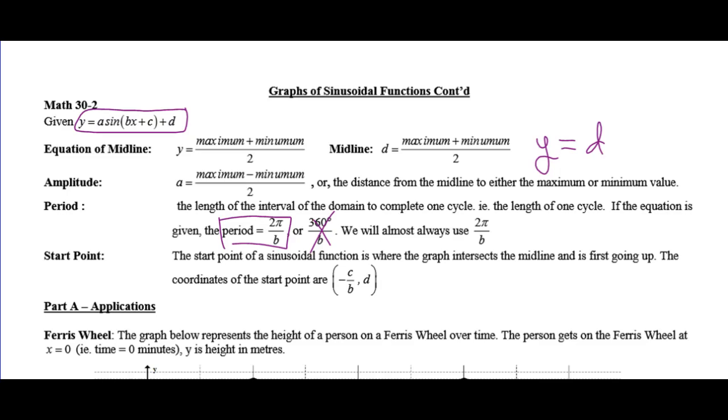The formula would look like this. So the start point of a sinusoidal function is where the graph intersects the midline first going up. The coordinates of the start point are negative c divided by b, comma d. So the d part makes sense because you're starting at the midline, right?